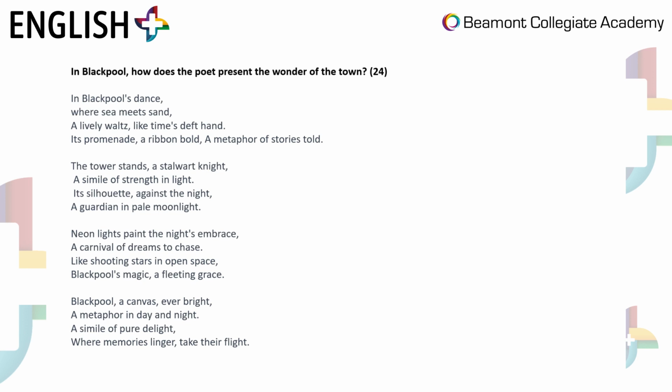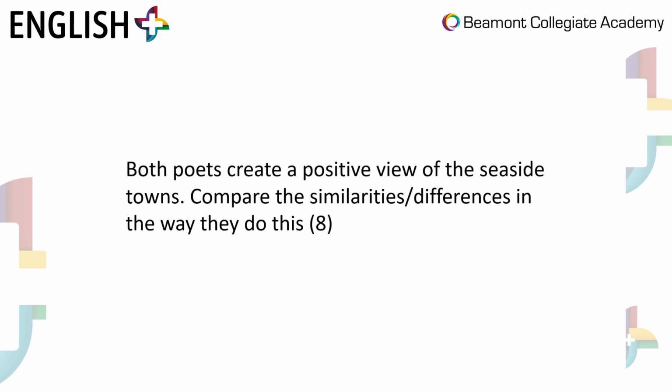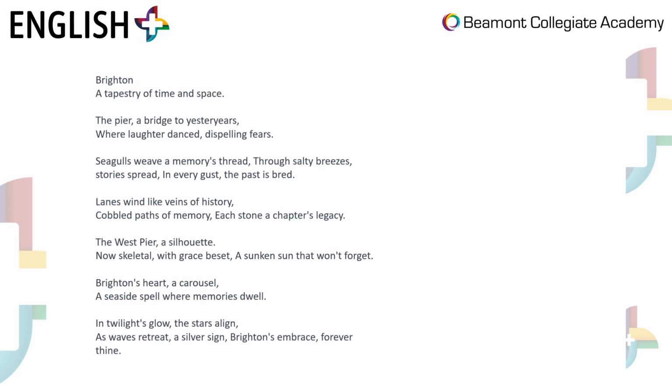Then you're going to see that I've teamed two up together on Blackpool. So you've got a poem about Blackpool there. In Blackpool, how does the poet present the wonder of the town? So you know by the wonder of the town, you're looking for all the positivity. You'd write about that poem first, then there's the comparison one. The question says, both of them offer a positive view. Compare the similarities and differences between Brighton and Blackpool. So again, you'd find three ways they're similar and or different, but only on methods.